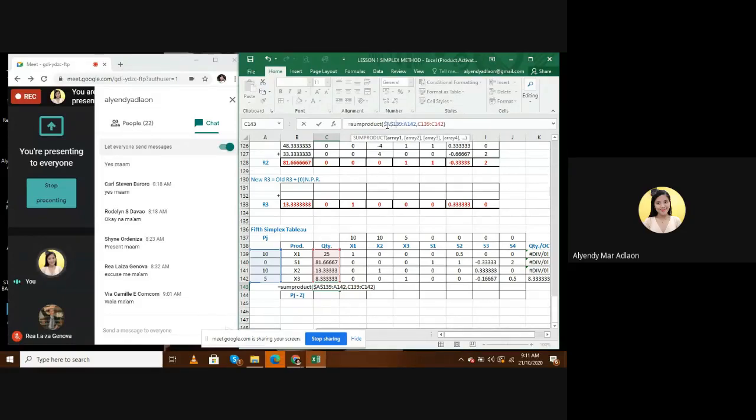Okay, and then put a dollar sign para inig-drag na to, dili siya mamove. Okay, so this is the quantity and you drag it. Okay, so same ra gihapon ha, gipa-multiply na to and then i-add sila. Okay, and then after that, we will compute for the net profit.